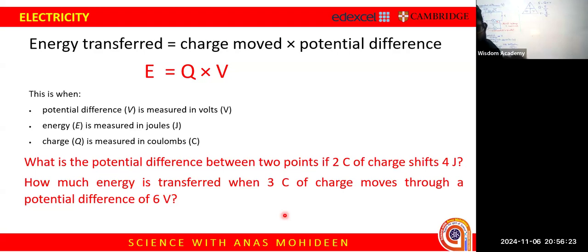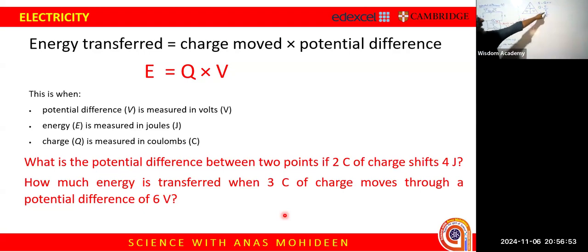What is the potential difference between 2 points if 2 coulombs of charge shift 4 joules? So how do we find out the potential difference? E is equal to Q into V. You want to find out the potential difference, so V is equal to E over Q. This is the first question. How much is E here? 4 joules. Energy transferred is 4 joules. What is the charge? 4 joules over 2 coulombs.